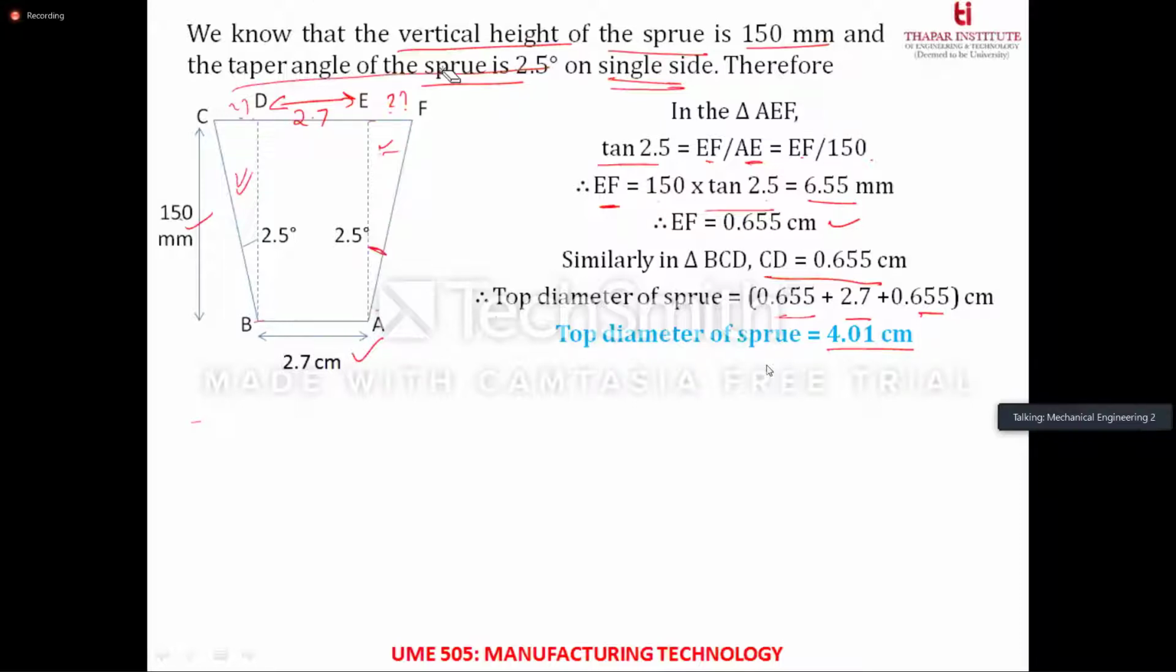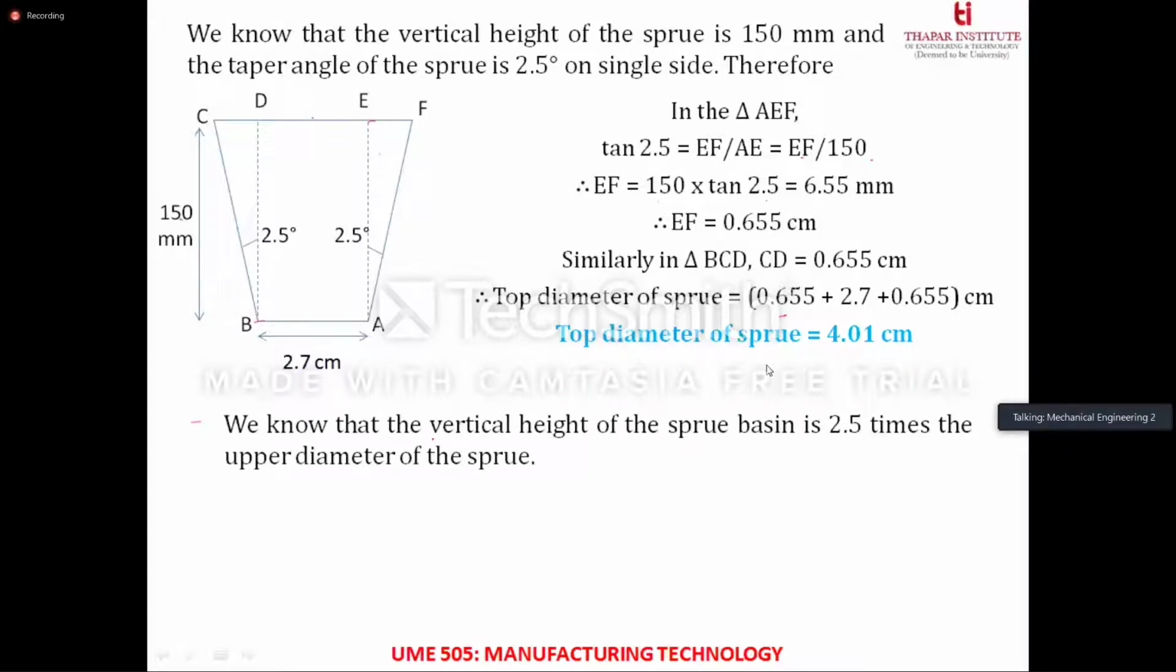Okay, so now we have found out what is going to be the dimensions of the sprue. We have found out the dimensions of the runner. We have found out the dimensions of the choke gate. We have also found out the dimensions of the ingates. And now what we need to find out is the dimensions of this pouring basin.